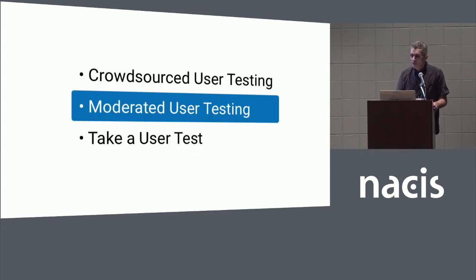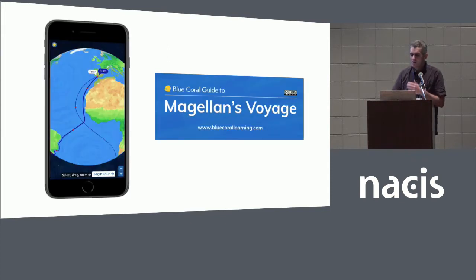So, moderated user testing takes a little longer. I was hoping to bring some examples of that, but everything I've done so far, I couldn't really bring the samples, they're proprietary. So I've got a map-related piece that I'm going to be user testing this winter, hopefully with teachers and students. So I thought I'd talk about some of the ways of doing that using this as an example.